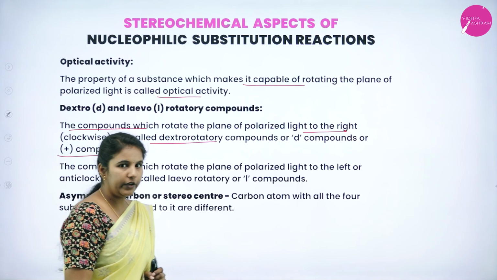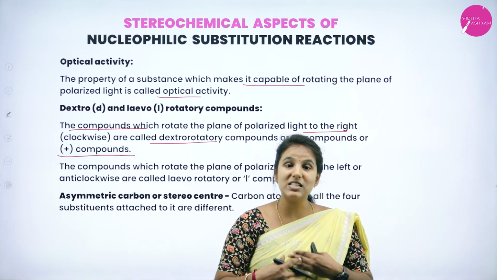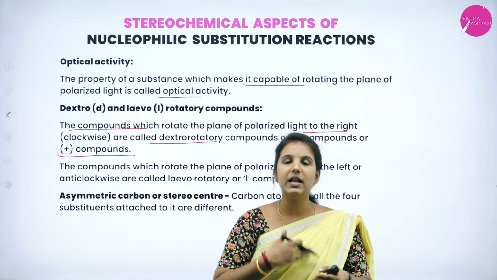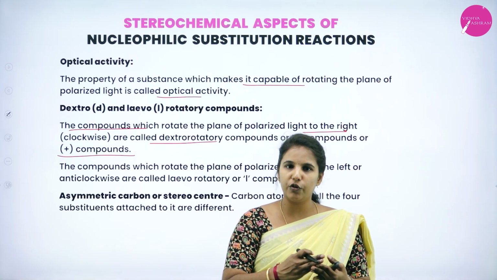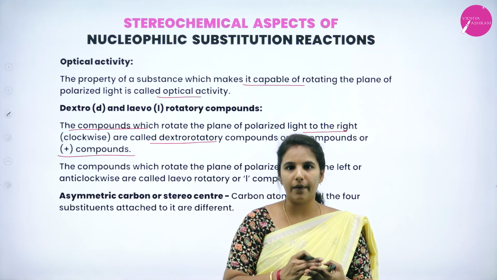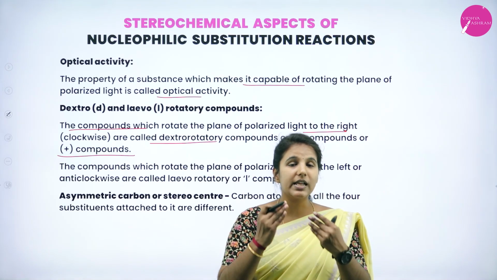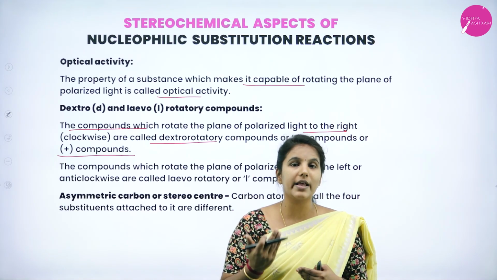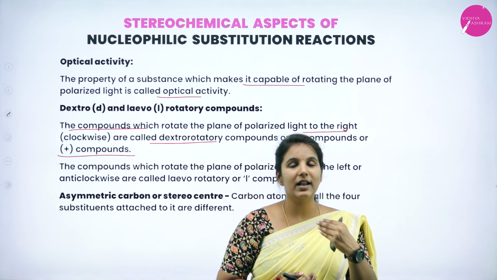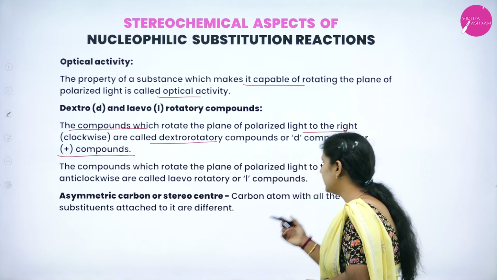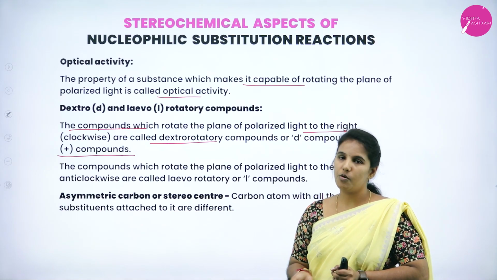So what is dextro-rotatory? Dextro-rotatory compounds have the capacity to rotate plane polarized light in a clockwise direction. Hence such compounds are known as dextro-rotatory, or D compounds, or plus compounds. Coming to levo-rotatory, these are compounds that have the capacity to rotate plane polarized light in an anti-clockwise direction. Hence it is known as levo-rotatory, or L compounds, or minus compounds.